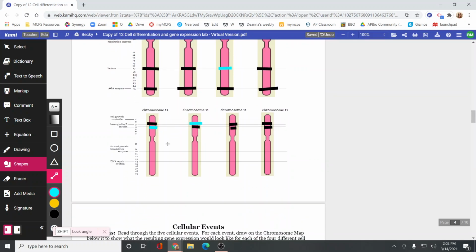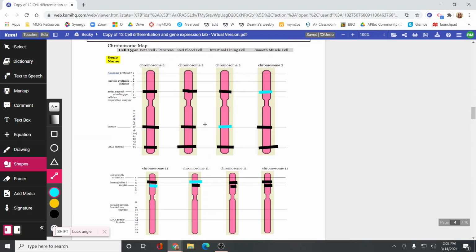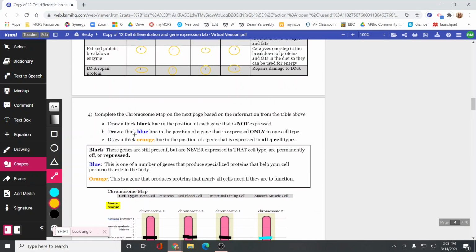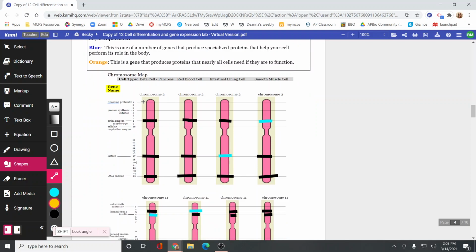Then all the other ones are going to be on all the way across. That tells me that these are very general functions that are needed. Okay, so I'm going to change this color to orange, because orange is what we're doing. And so I'm just going to draw these lines across. So everything that's all the way across. So ribosome protein S7. That is a protein that's on in all of these because it makes ribosomes, and all cells need ribosomes.